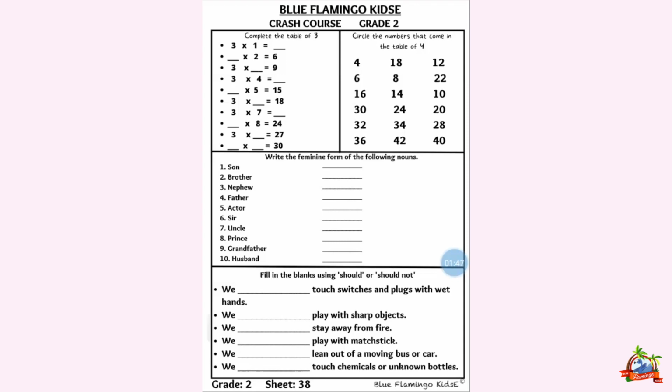Like 4 1s are 4, 4 2s are 8, 4 3s are 12, 4 4s are 16, 4 5s are 20, 4 6s are 24, 4 8s are 32, 4 9s are 36, 4 10s are 40. Okay, so the multiples which are coming in this table, you will circle those numbers only.